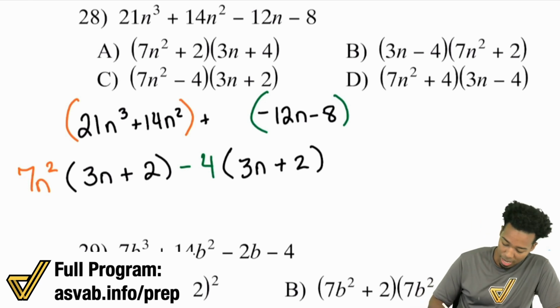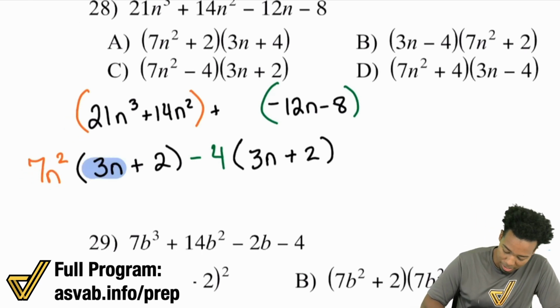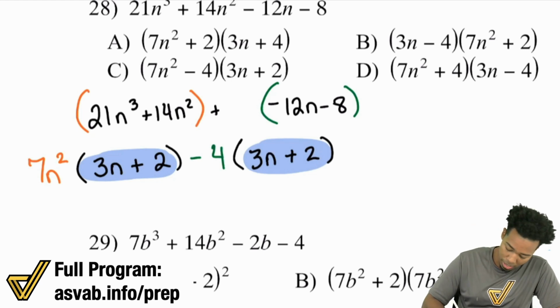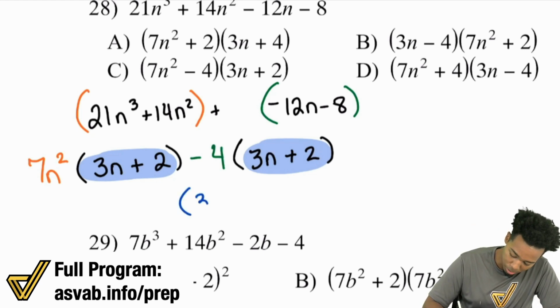And so, booyah, look at that. We can basically say that both of these terms share 3n plus 2. So we can pull out 3n plus 2. And then what's left? 7n squared minus 4.